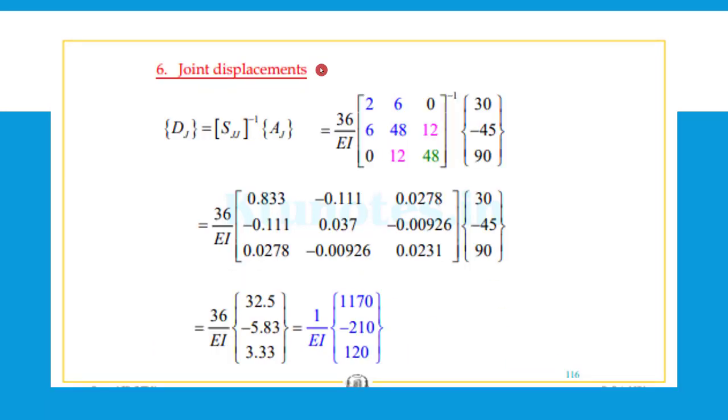Then the joint displacements can be found. DJ is equal to SJJ inverse into AJ is equal to 36 by EI into 260, 648, 12. So all those things are taken from the previous calculations to get 1 by EI into 1170, minus 210, 120.